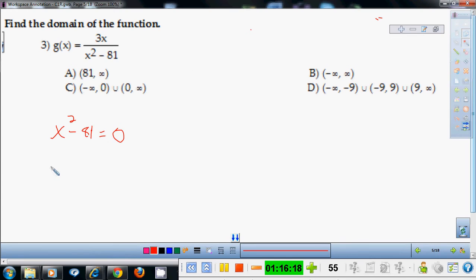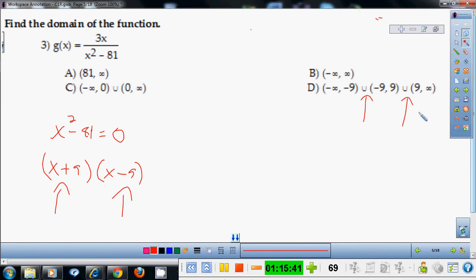Anybody know how this factors? That's right. This factors down into x plus 9 and x minus 9, meaning negative 9 is going to be a problem and positive 9 is going to be a problem. 0 is not a problem for this function. That would just give you 0 over negative 81, which is just 0, but it's not illegal. So which of these answers is it going to be? D. You can go from negative infinity to negative 9, where you hit your first speed bump. Then you can go from negative 9 to 9, where you hit your second speed bump, and then 9 to infinity. These little u's, that's just a mathy way of saying and this, and this.